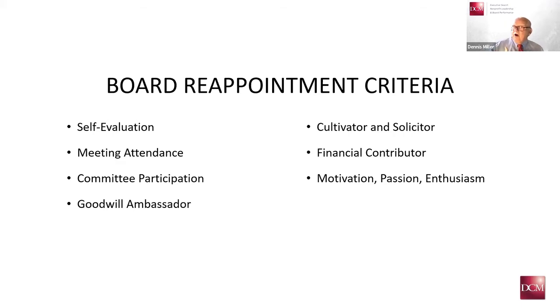Do they have on their LinkedIn profile that they serve on your board? Are they passionate, enthusiastic and motivational, or are they just sitting there, or they don't show up? Are they helping cultivate gifts, or are they making a contribution, whatever that might be? And this is beyond the scope of give or get, all that kind of stuff here. But clearly, that's a reappointment criteria.